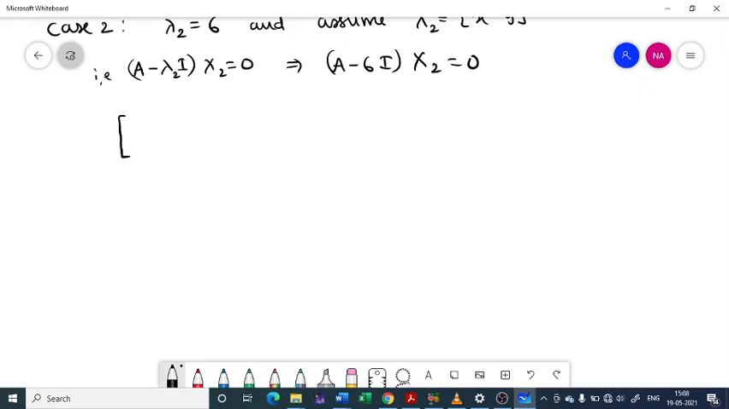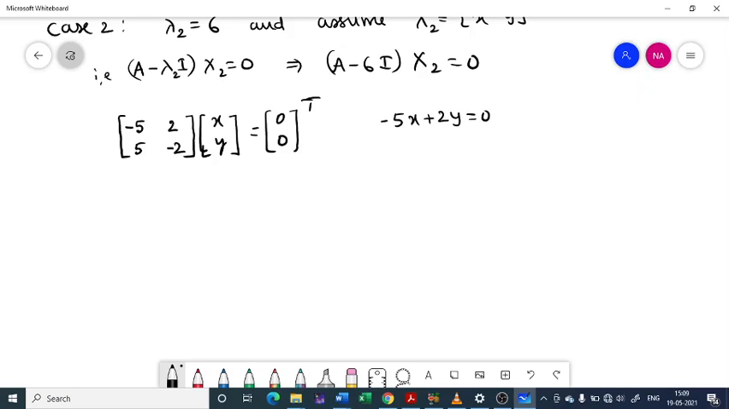Earlier we had 1, subtracting 6 it will be minus 5. We had 4, 4 minus 6 will get minus 2, into x, y equal to 0, 0 column vector. Now from this we got minus 5x plus 2y equal to 0. You can write one more equation, but it is not necessary because that also gives you the same relation. So from this only you can proceed.